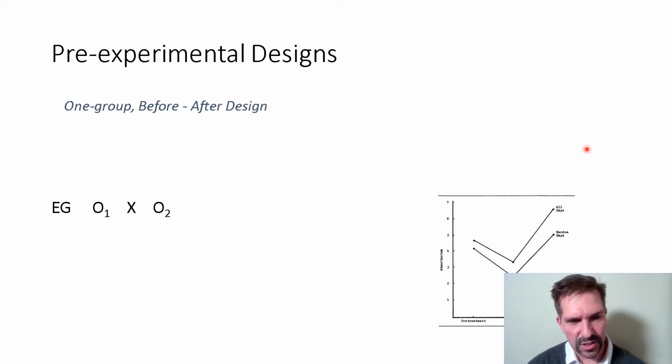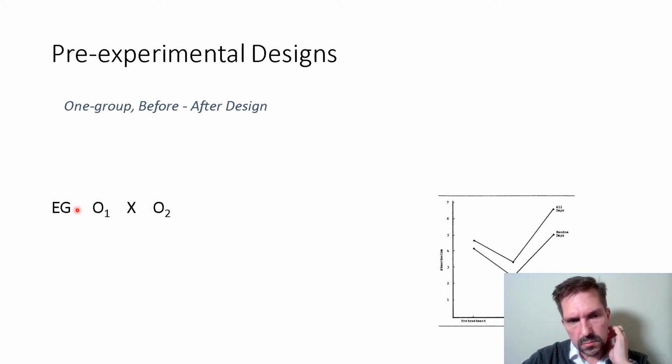So what we can see here is the description of the one group before after design, and that uses the symbology that I have alluded to in the previous slide. The first thing that we can see is that there is only one group in this design, so it's a very simple design. All customers or participants are in one group only, so we don't need to assign anybody anywhere. Good, simple, right?